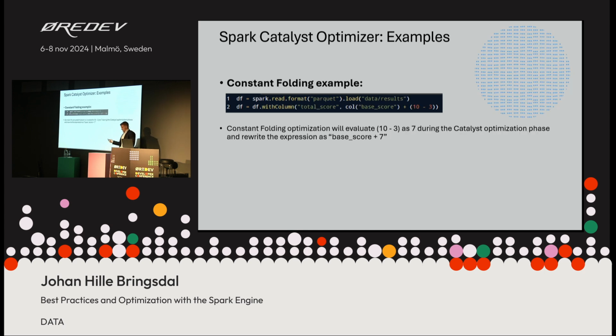The next example here is constant folding. This is quite a simple example, but in this here, we're reading some results and we want to do a total score column. And what happens here is we have the 10 minus 3 at the end. Now that's a constant, happens every single time, so it's able to just identify that it's just 7, and that 7 is returned inside of one of these nodes in the abstract syntax tree, and it knows through the entire query that this is just 7.